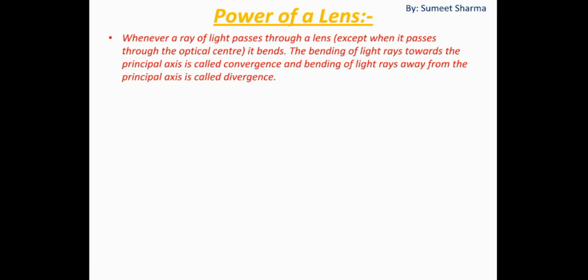Whenever a ray of light passes through a lens, except when it passes through the optical center, it bends. We know this thing. Whenever a ray passes through the lens, it bends towards the principal axis in case of convex lens, and away from the principal axis in case of concave lens. But only except which case? When the ray is passing through the optical center. The bending of light ray towards the principal axis is called convergence, and bending of light ray away from the principal axis is called divergence.